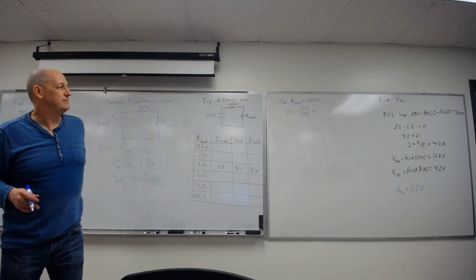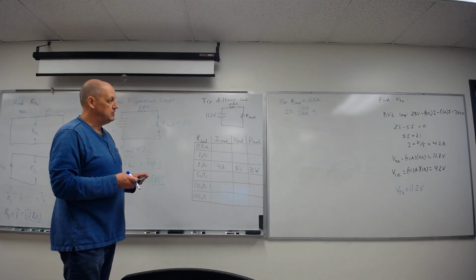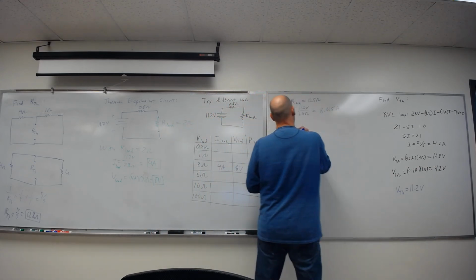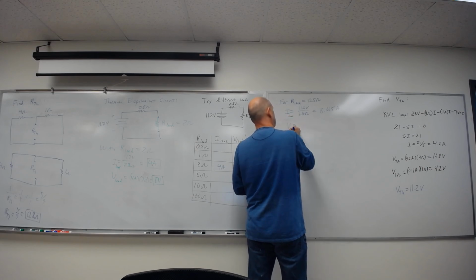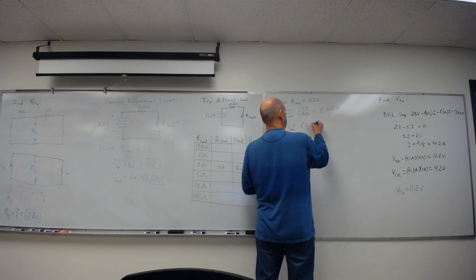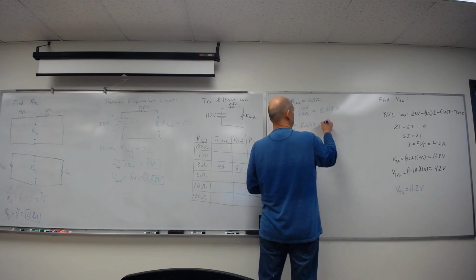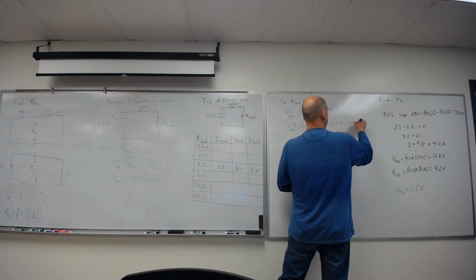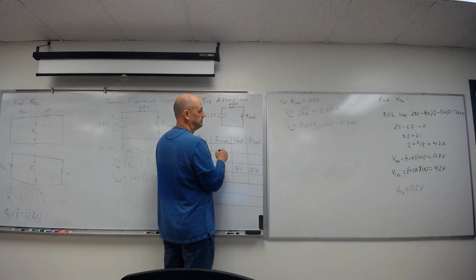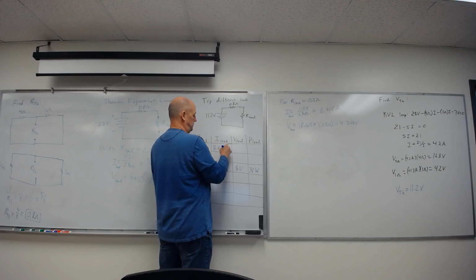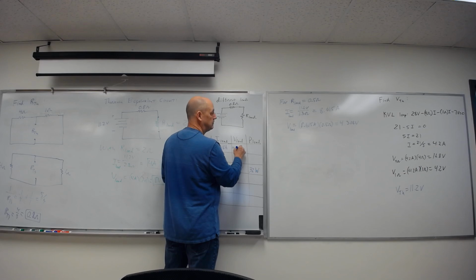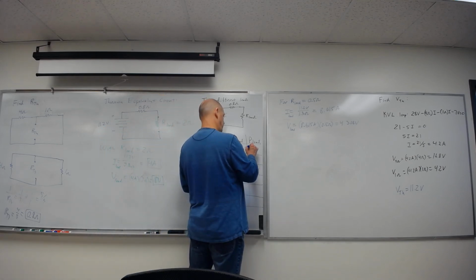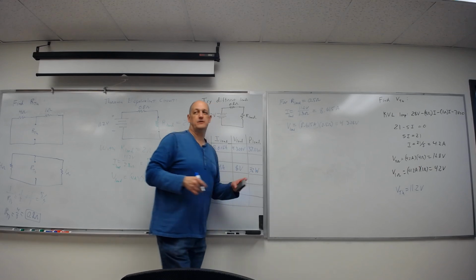I drop this 11.2 over 1.3. 8.615 amps. Voltage across the load is 8.615 amps times the load resistor. A little over 37 watts there.